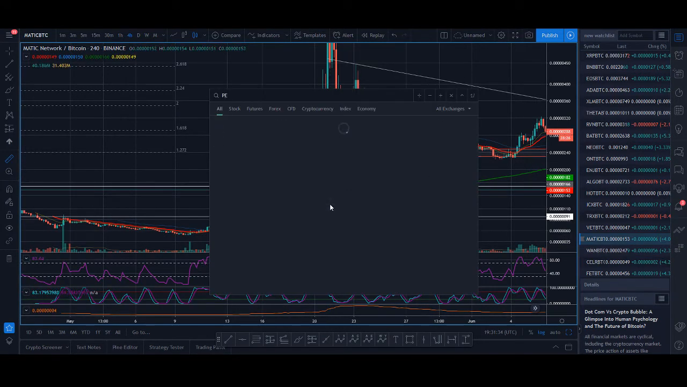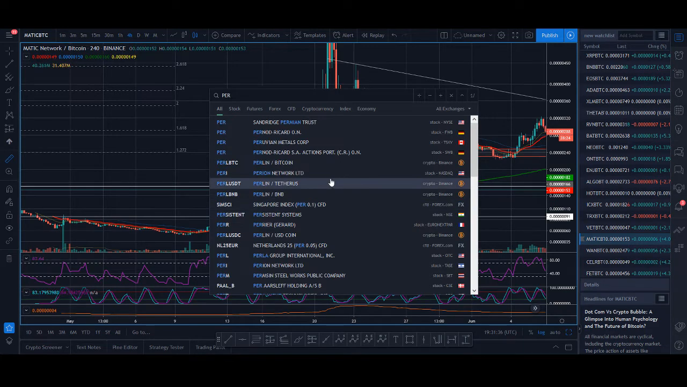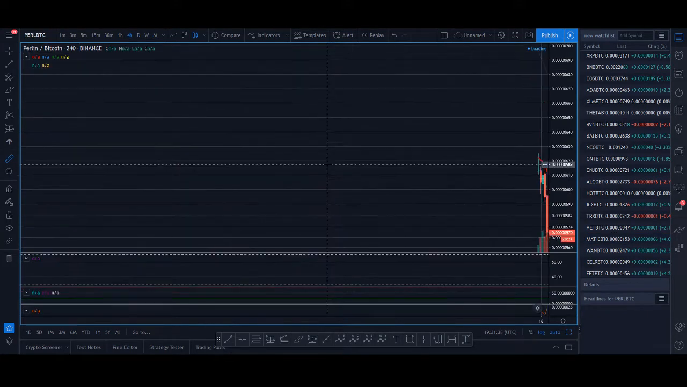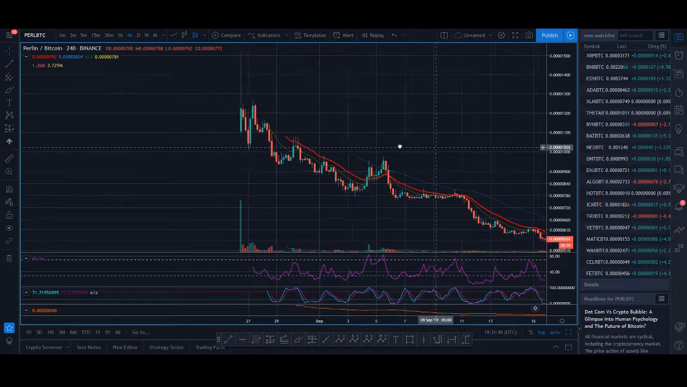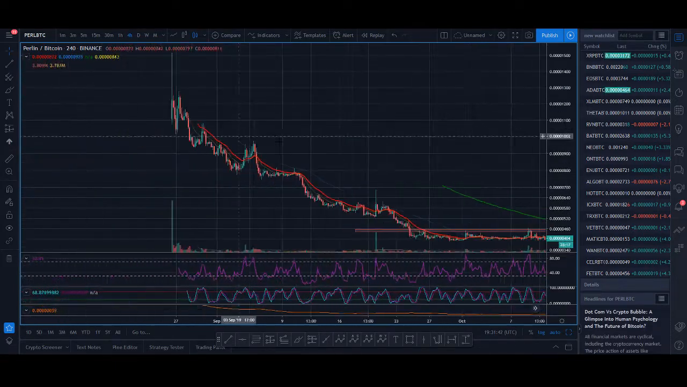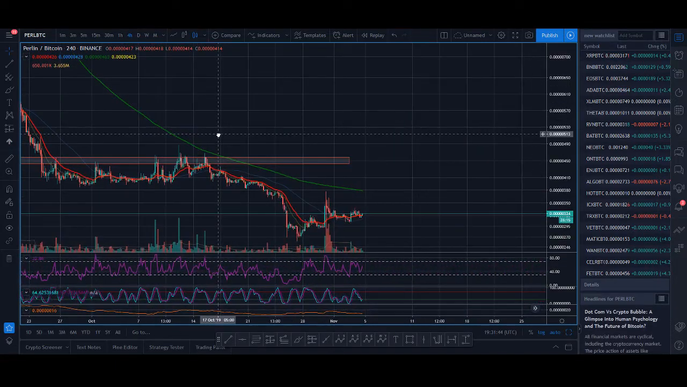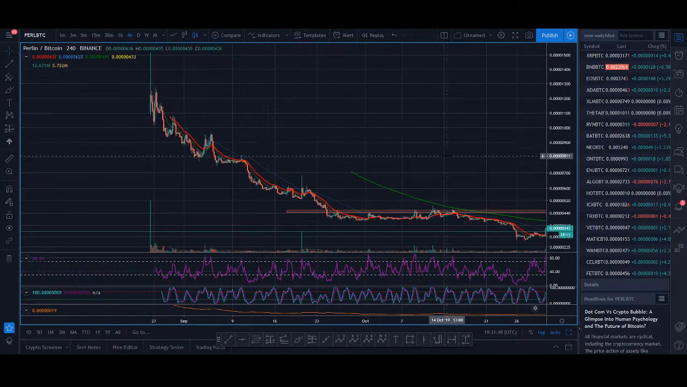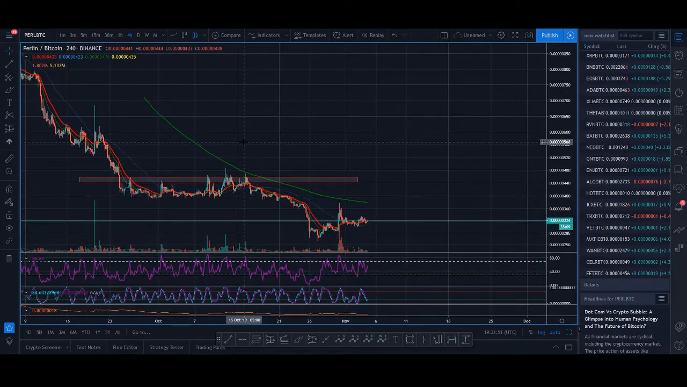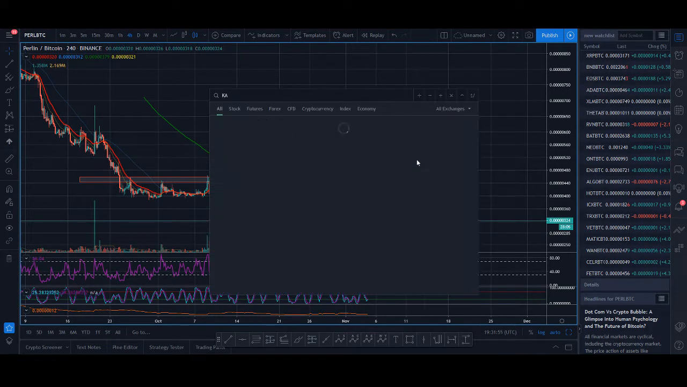Let's have a look at another coin. The coin that I'm going to look at is Perlin. I believe this is another Binance IEO coin. And look at what this has done. So just buying Binance IEO coins doesn't guarantee making money. This has just been on a downtrend and downtrend and downtrend. So now let's have a look at Kava.